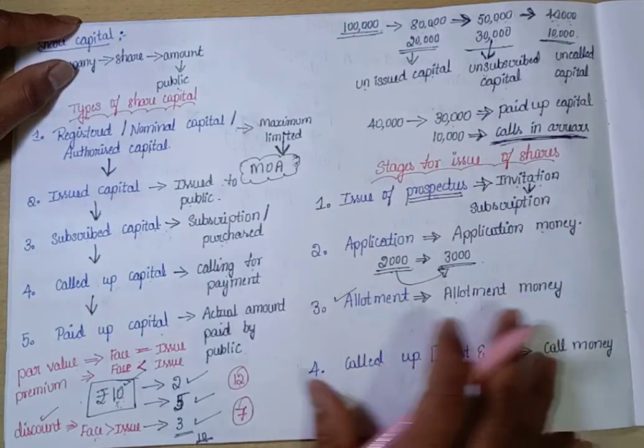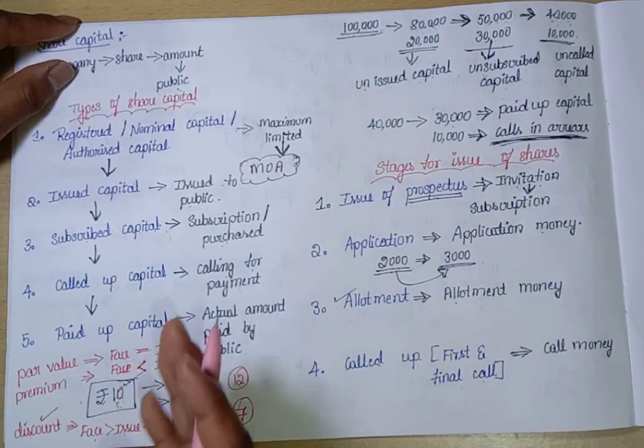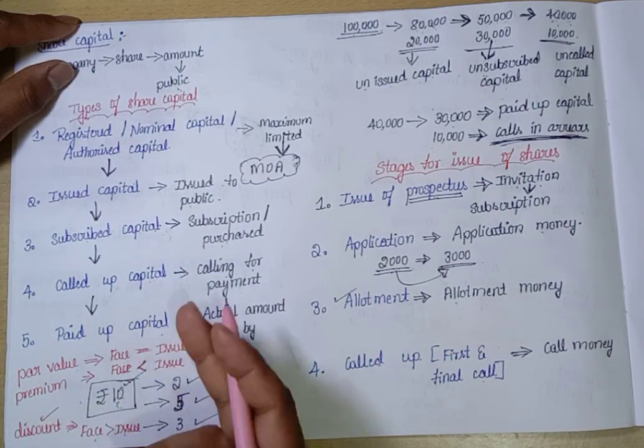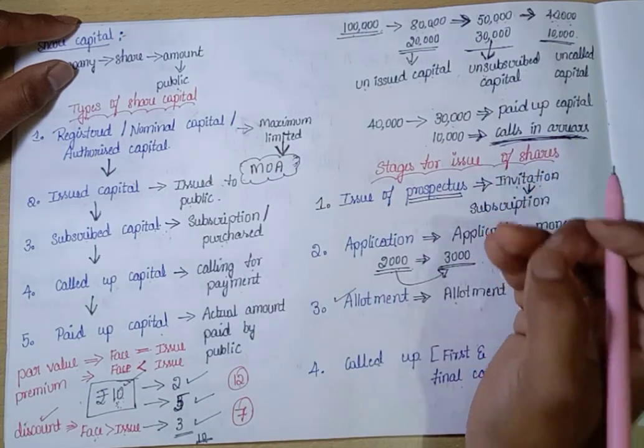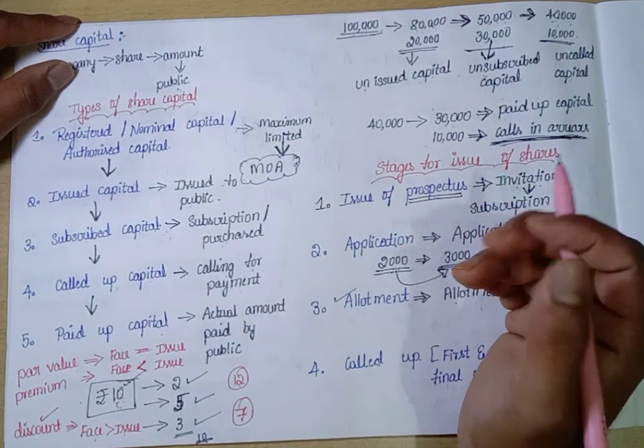So these are the theory part of accounting for share capital. In the next video, let us learn the 12 marks question, that is journal entries for accounting for share capital.